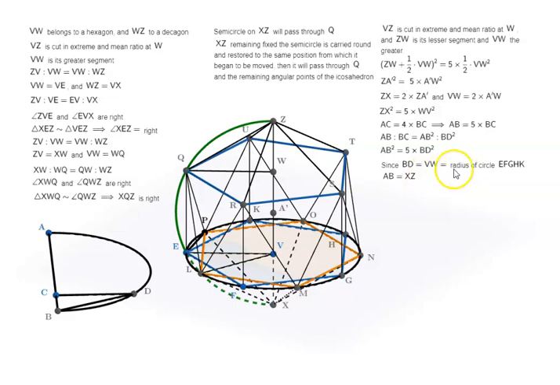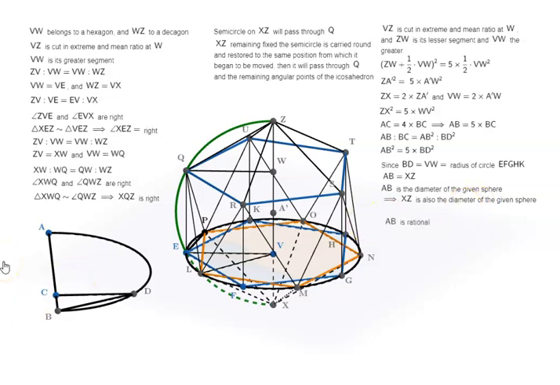Why? Because AB square is equal to 5 times BD square, ZX square is equal to 5 times WV square, and BD is equal to WB. So since these two are equal, that means AB square is equal to XZ square, which means AB is equal to XZ. And AB is the diameter of the given sphere. That is how we began. That means XZ is also the diameter of the given sphere.